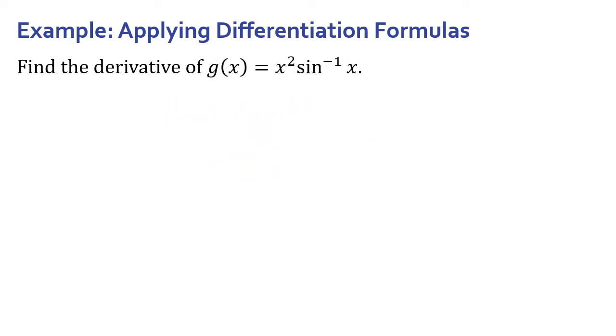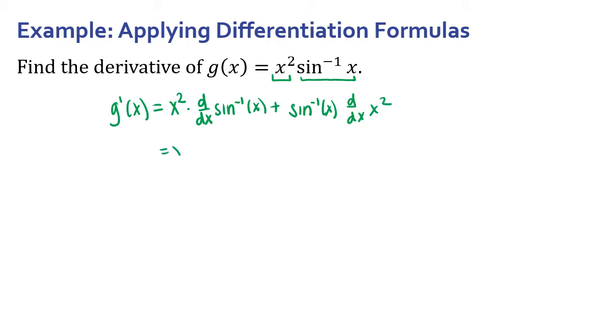Find the derivative of g of x equals x squared times the sine inverse of x. In this case, I've got two functions that are getting multiplied together, so I'm going to use that product property. So g prime of x is going to be the first function times the derivative of the second, plus the second function times the derivative of the first.